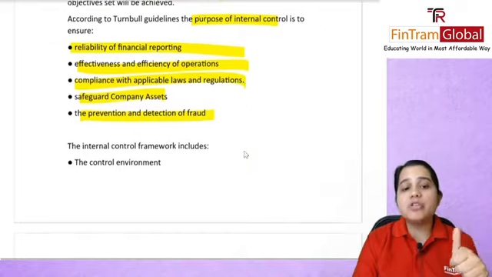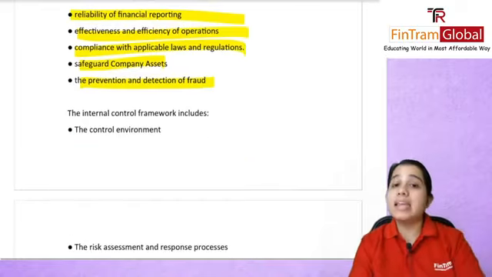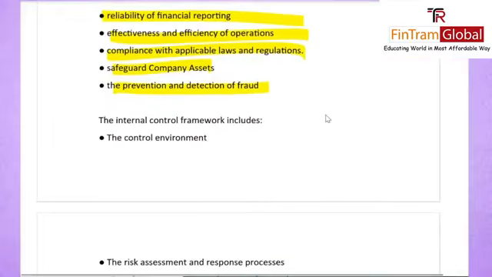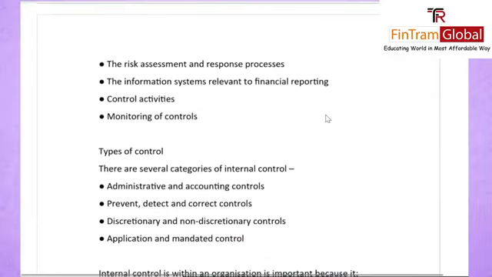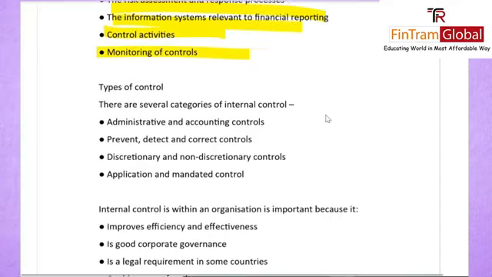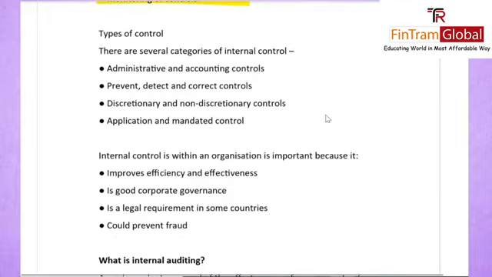So this internal control framework, what all does it include? It includes the control environment as such. It includes your risk assessment and response processes, your information systems, your control activities, and monitoring of controls. Now there are various types of controls that we had covered, right? We had talked about administrative and accounting controls. We had talked about preventive, detective, and corrective controls.